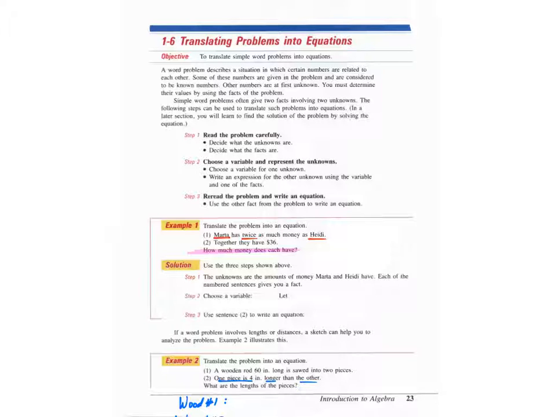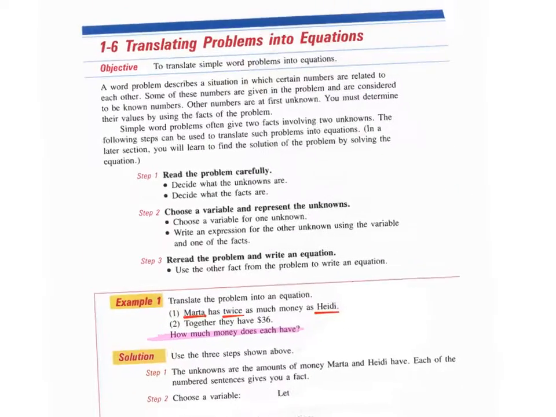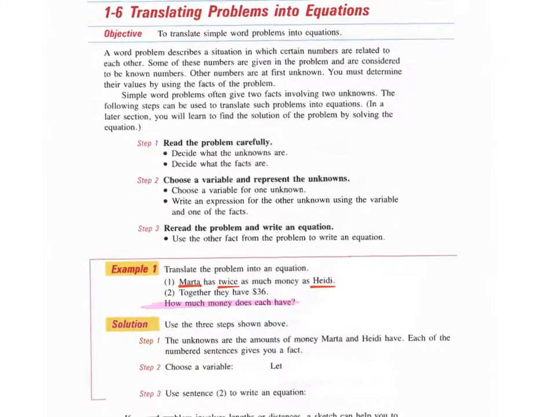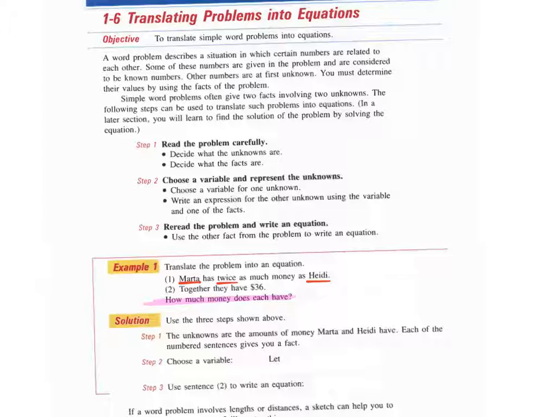So your first step when we're trying to translate these word problems is to read the problem carefully. First, we need to decide what are the facts and what are our unknowns. Then from there, you can choose your variable. You can pick whatever letter you want for your unknown. Generally, the last thing you read in the paragraph is going to be what you're looking for. And then from there, you're going to go back, reread the problem, and then you're going to write your equation.